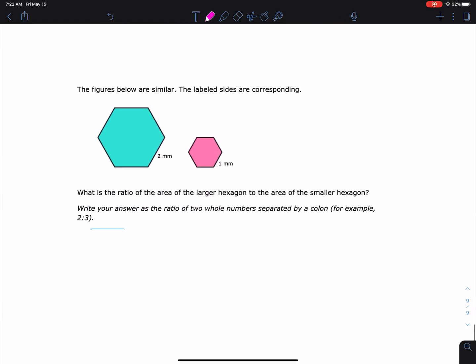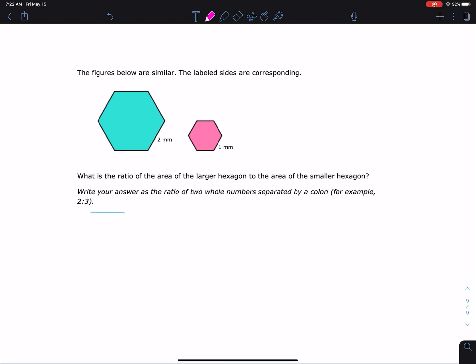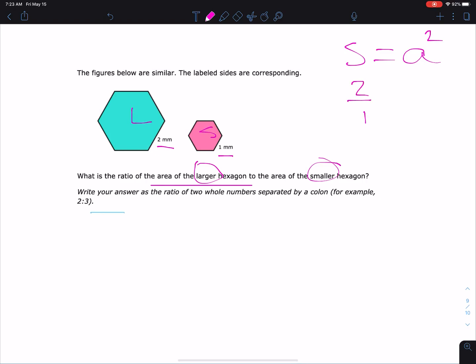Okay. Figures below are similar. Labeled sides are corresponding. So they gave me side lengths, and they want the ratio of the area. Okay, so this is going to be the opposite of the example we just did above. So we know side length to area ratio. Area is always squared. They want the larger to the smaller. So I'm going large to small. So my side length ratio would be a 2:1 ratio.